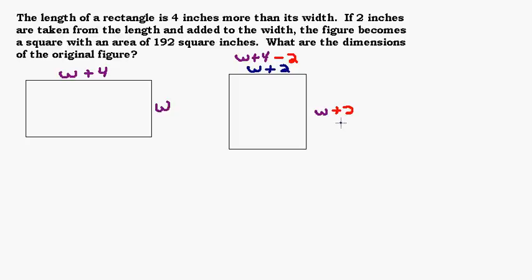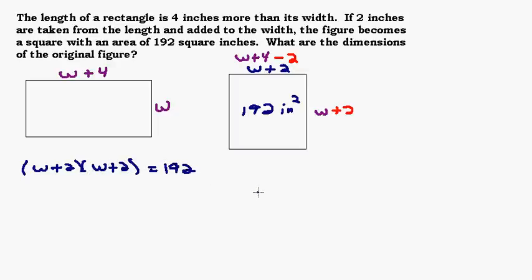All right, let's see. We need an equation here. What else does it tell us? The figure becomes a square with an area of 192 square inches. That's kind of important. We know the area of that square is 192 square inches. This is where we're going to get our equation if we know how to find the area of a square. Hopefully you know how. How do you find the area of a square? Length times width. So W plus 2 times W plus 2 would give me my area. There's your equation: W plus 2 times W plus 2 equals 192.